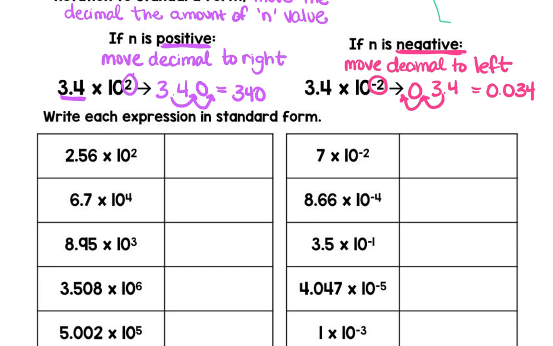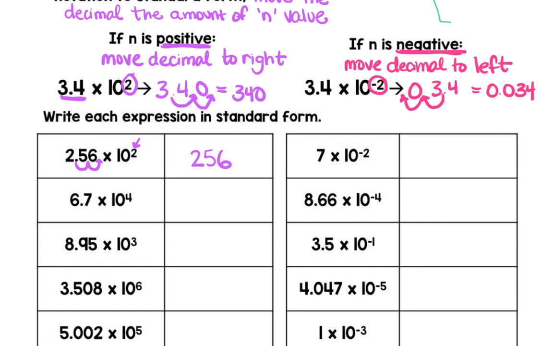Let's practice writing these scientific notation expressions in standard form. First one, we have 2.56 times 10 to the second power. So my exponent is a positive 2. I am going to move 2 decimal places to the right. I am multiplying by 10 twice, so this gives me 256.